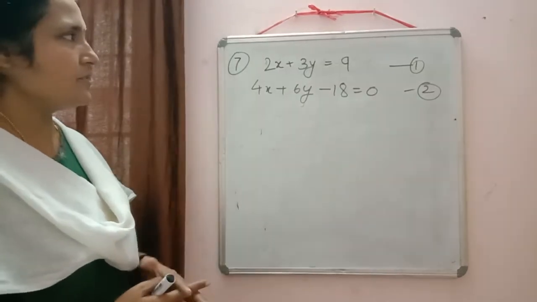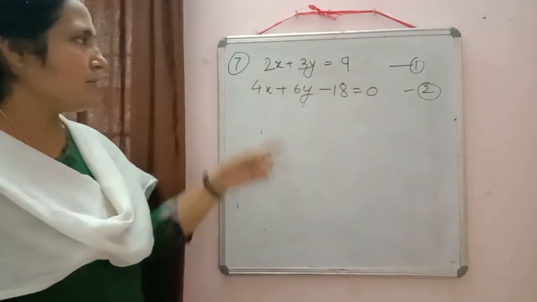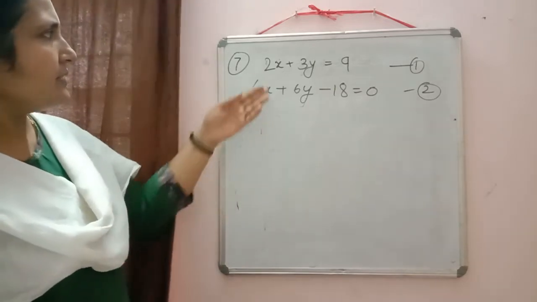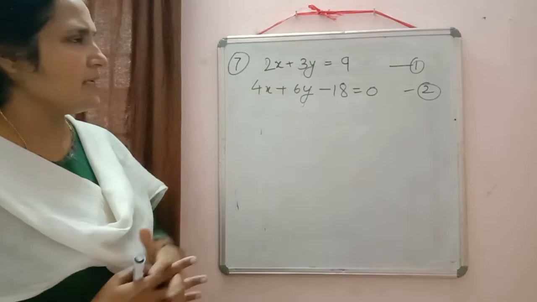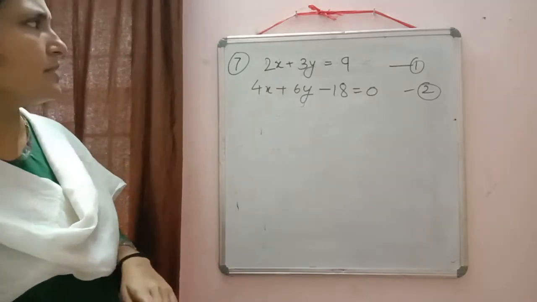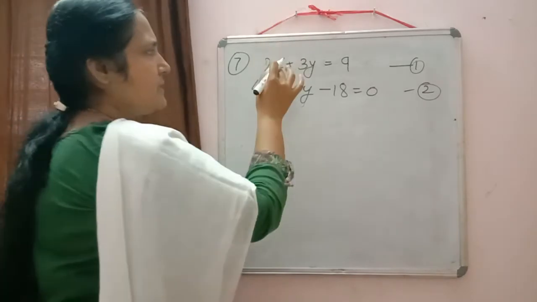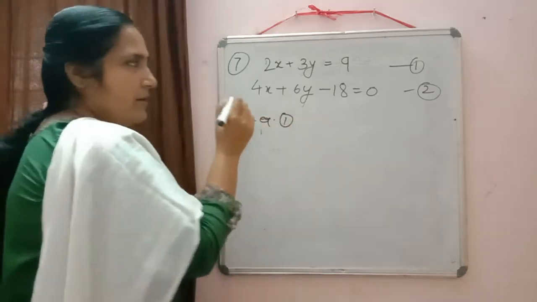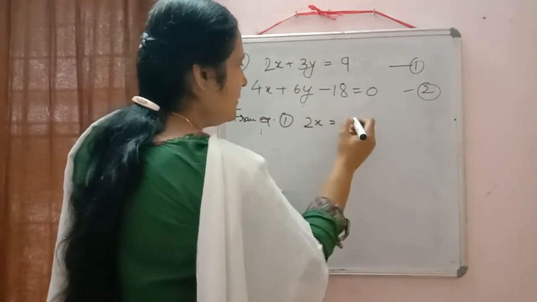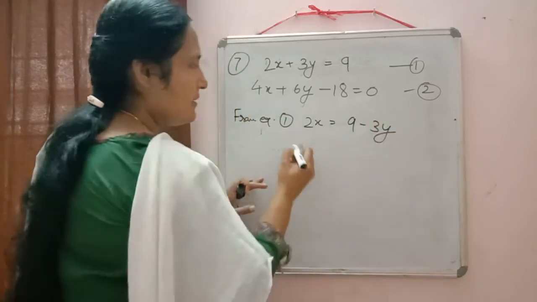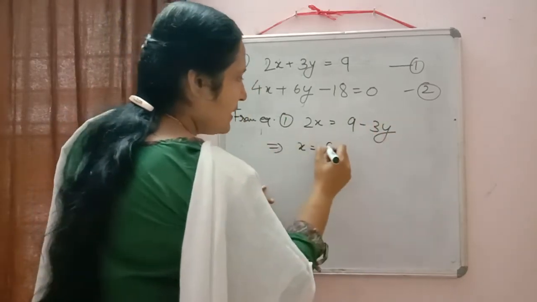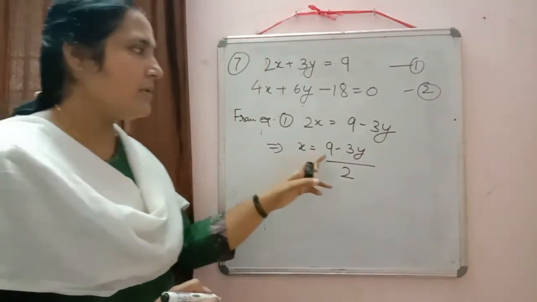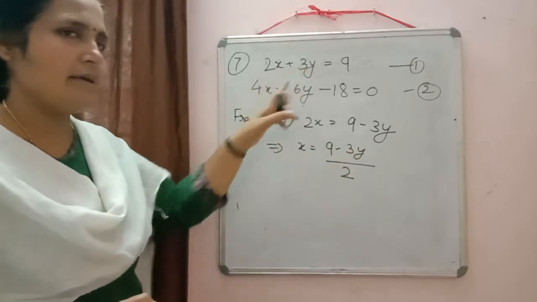Now here we have the next question. 2x plus 3y is equal to 9. 4x plus 6y minus 18 is equal to 0. You can check the coefficient of x or y. Nothing is equal to 1 here. So any one we can substitute. Suppose from the first equation I am writing x in terms of y. So from equation 1 we can write 2x is equal to 9 minus 3y. Then we will get x is equal to 9 minus 3y whole divided by 2.